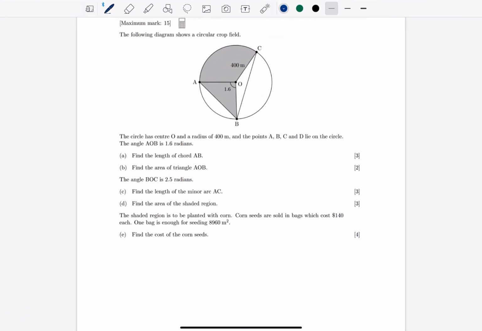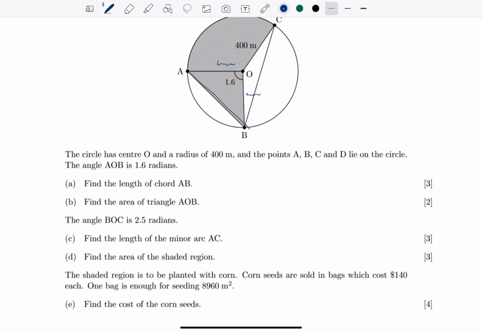Okay. The following diagram shows a circular crop field. Center O, radius 400. Points A, B, angle AOB. Find the length of chord AB. This is just cosine law. AB squared is equal to 400 squared plus 400 squared minus 2 times 400 times 400 times cos of 1.6 rad, which is both our radius, which is the same. I'm just going to do it all in one step because I am cool like that. 400 squared plus 400 squared minus 2 times 400 times 400 times cos 1.6. 574 meters is what I got.